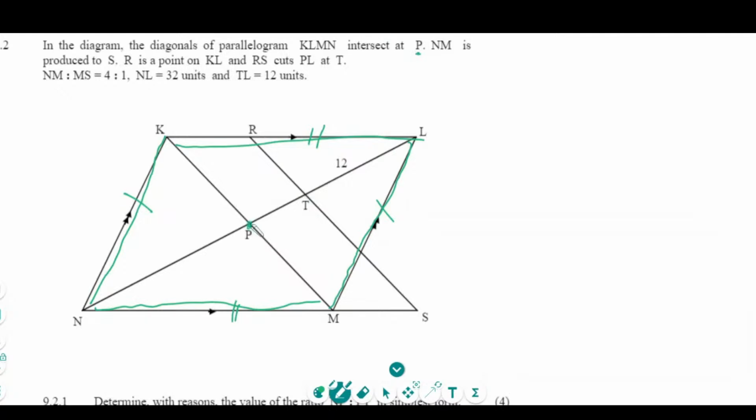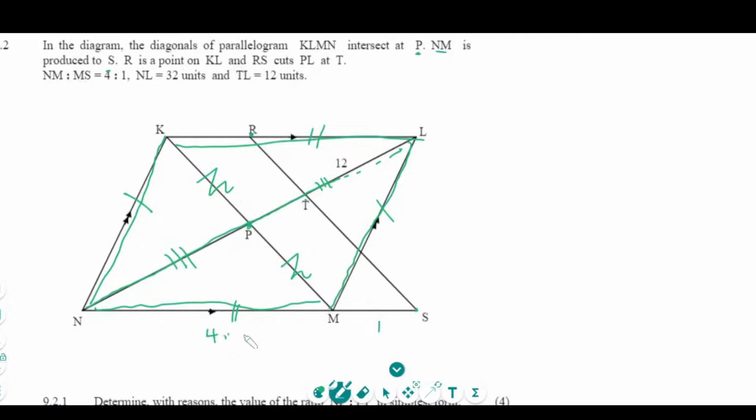Another fact that we know about the diagonals of a parallelogram is that they bisect each other, which means this must be the same as the whole of that, and this one is also equal to that. Then NM is produced to S, and R is a point on KL, and that cuts PL at T. The ratio of NM to MS is 4:1. If that is a 4, this is a 1.